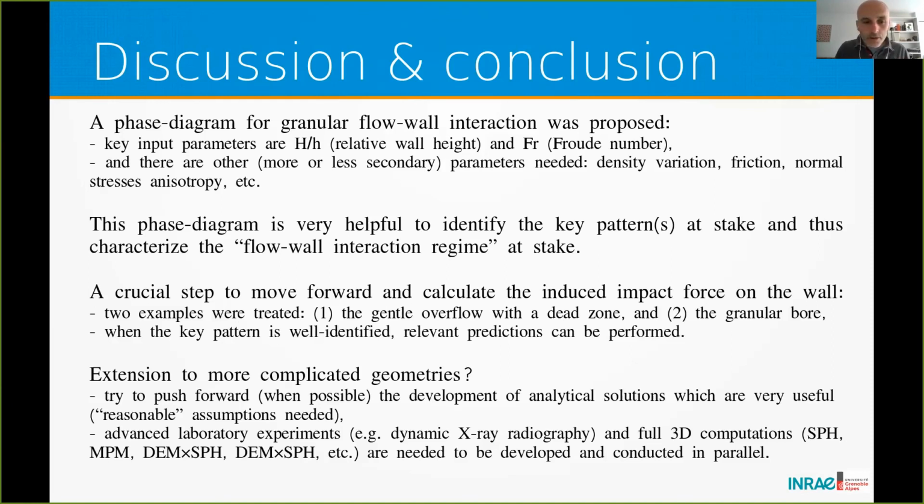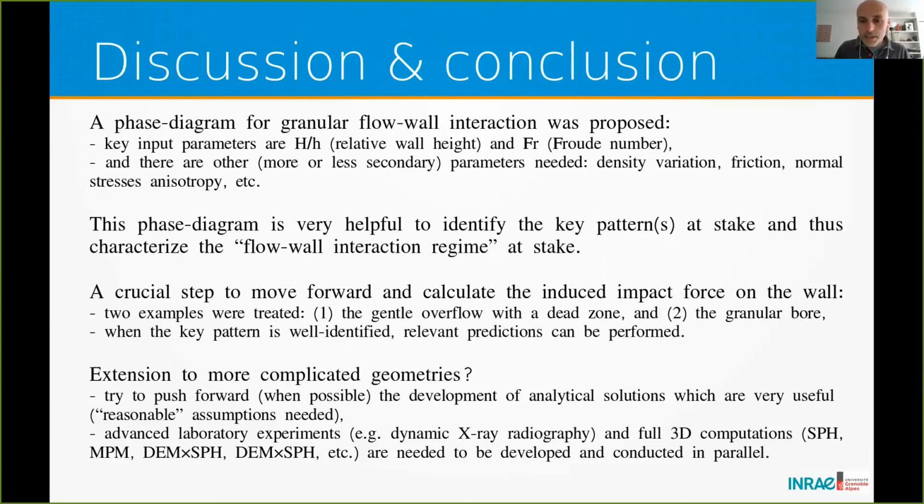I think it's really important to try to push forward, when it's possible, the development of analytical solutions for this kind of problem, even if they are complicated. The analytical solutions are very useful to give reasonable results and to understand a bit the main physics. Of course, this has to be done in parallel with advanced laboratory experiments, and dynamic X-ray radiography, as we are using with our colleagues at the University of Sydney, is very useful. And of course, full 3D computation.